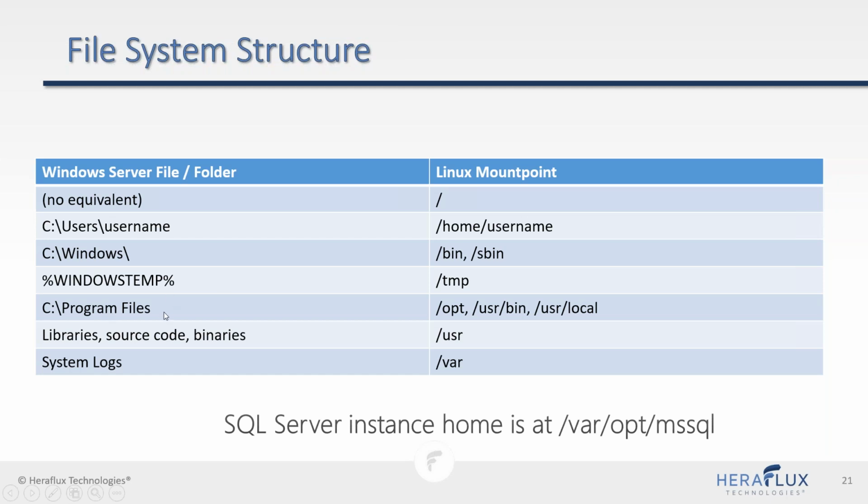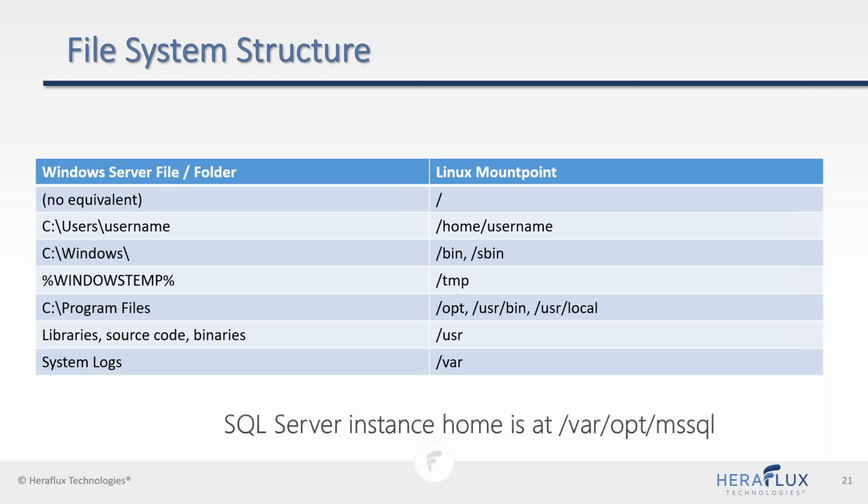C drive program files, this is where end users get to install their applications. So /opt, /usr/bin or /usr/local. Basically, if it's add-on stuff that you're adding from not one of the base repositories, you can park it in /opt. The stuff that you get from some of the built-in repositories usually goes under /usr/bin or /usr/local. Libraries, source code, binaries, things like that usually go under just /usr. And your system logs, whereas in Windows, they're kind of scattered all over the place, between the event log and different application logs. The Linux standard there is everything under /var and usually /var/log. You can find all kinds of good stuff there.